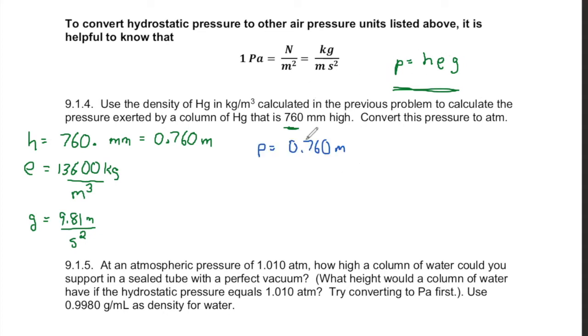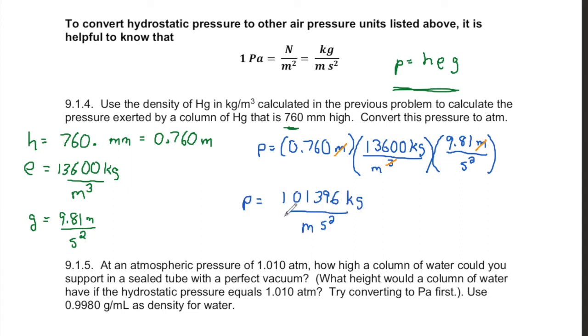So the pressure is the height, which is 0.760 meters, times the density, which is 13,600 kilograms per meter cubed, times gravity, which is 9.81 meters per second squared. So we have 2 meters in the numerator. I'll go ahead and cancel those with 2 out of the 3 here in the denominator. And this comes out to be 101,396 kilograms per meter second squared. We only have 3 significant digits here, so I'll underline that.